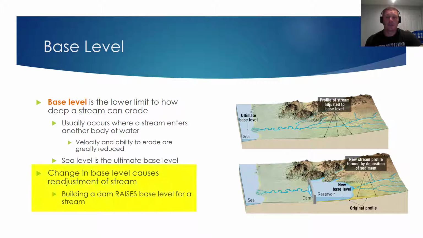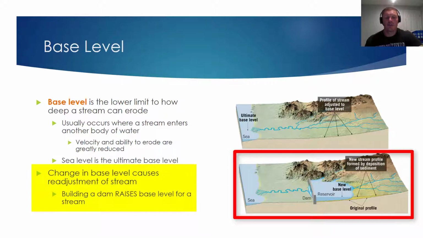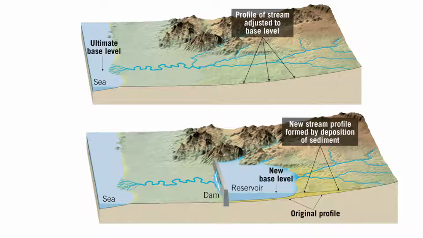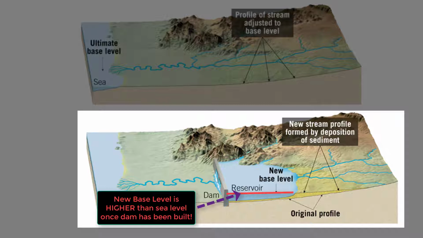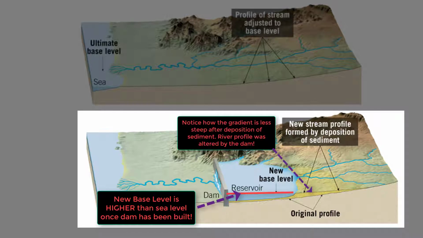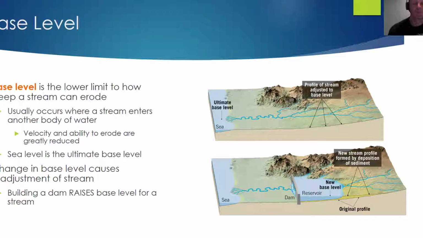Now, through engineering, we can change the base level of streams, and we often do this by building dams. In the top image, the ultimate base level for this particular river was at the sea. But let's suppose a dam was built. The new base level for the river will be the water reservoir level shown here. When we change the base level of rivers, the profile of the stream will also be changed, because we'll start to see the deposition of sediment in places that there was no deposition previously.